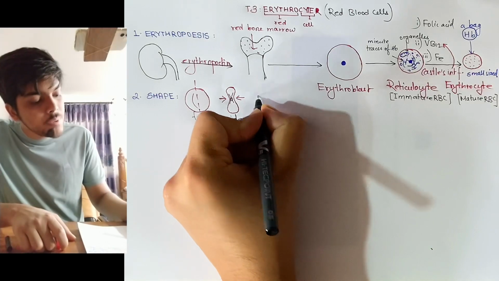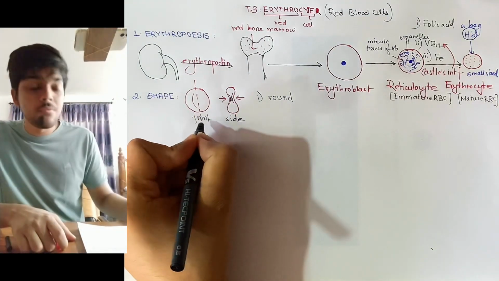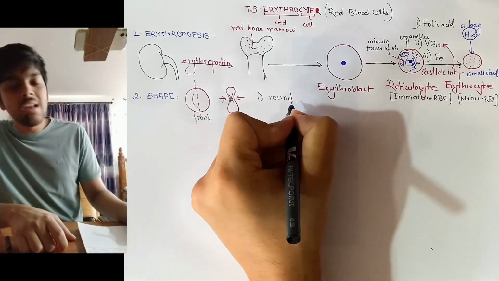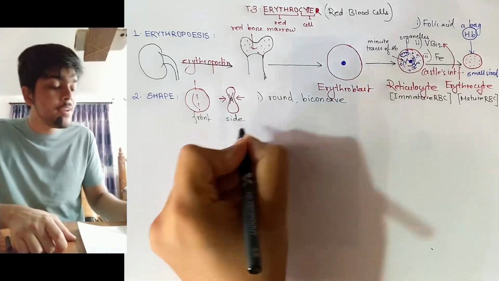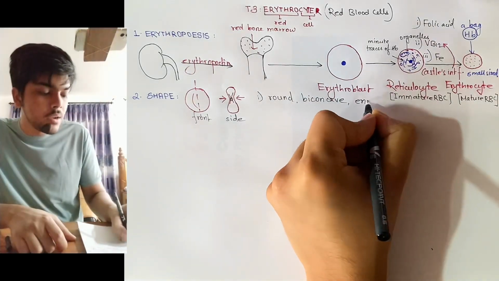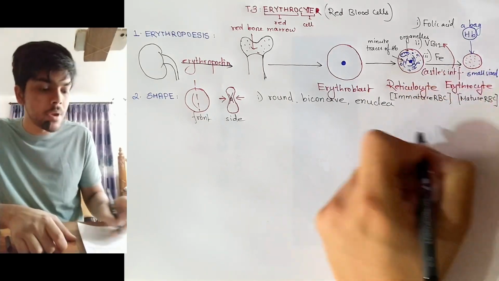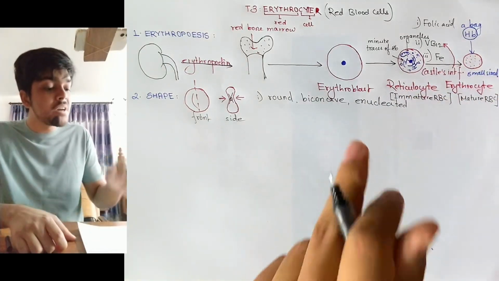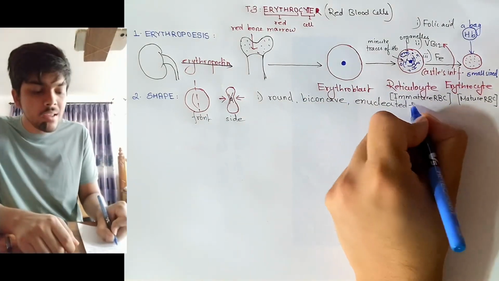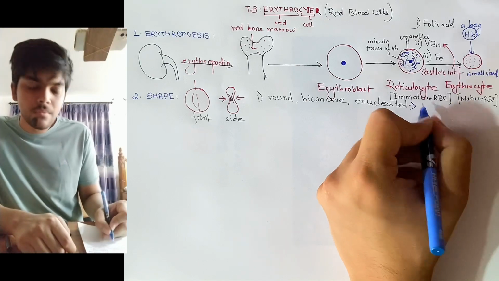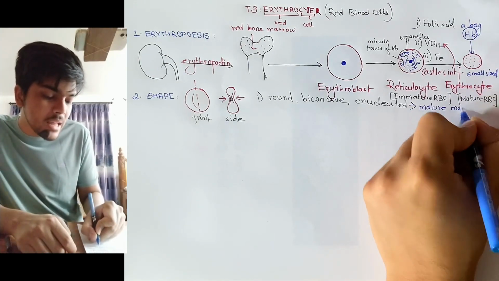That is, RBC is round, which you can see in the front diagram. It is biconcave, which you can see in the side view, and enucleated, because after maturation all the cell organelles disappear. But this is the shape of the RBC only if that organism is a mammal. This is the shape of mature mammalian RBC.